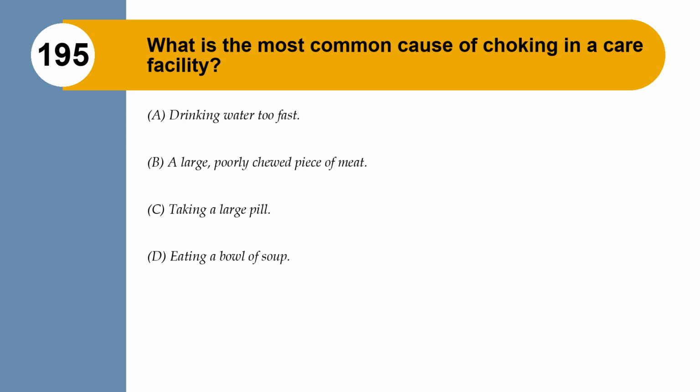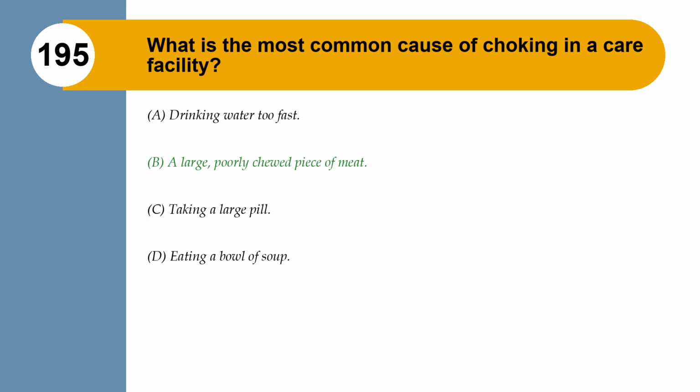Question 195. What is the most common cause of choking in a care facility? Option A, drinking water too fast. Option B, a large, poorly chewed piece of meat. Option C, taking a large pill. Option D, eating a bowl of soup.